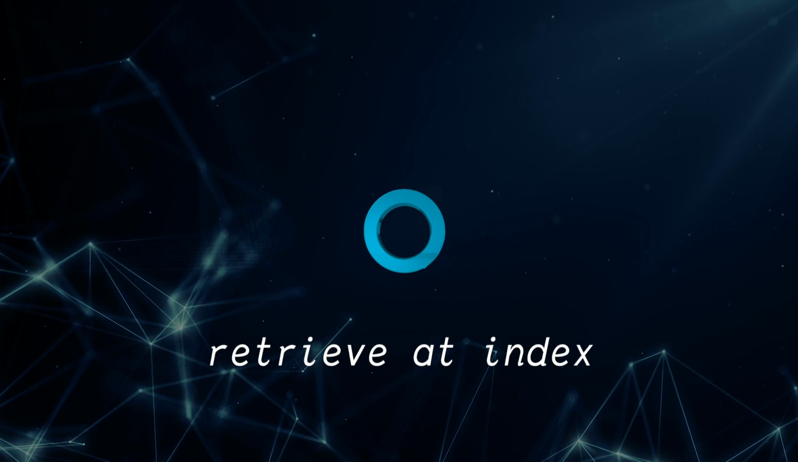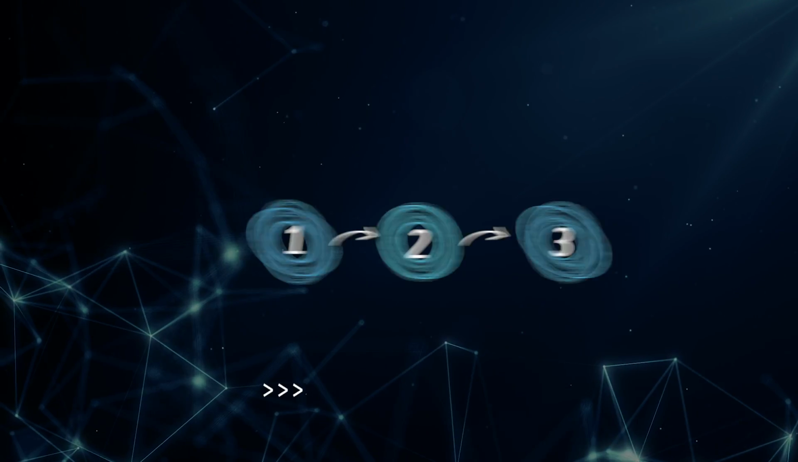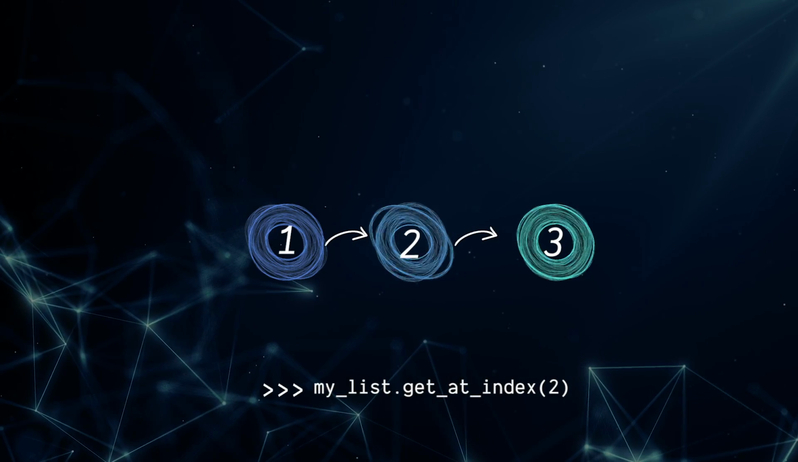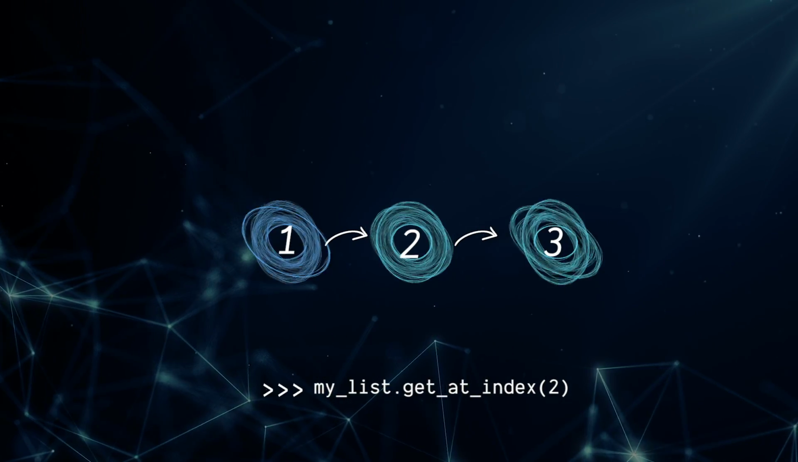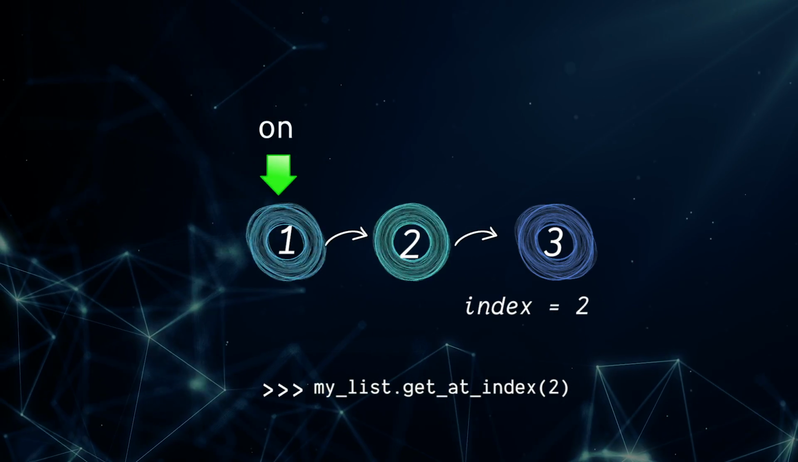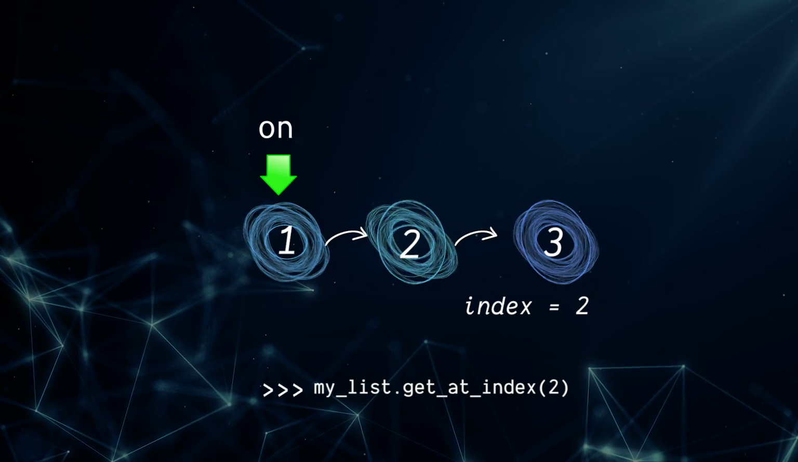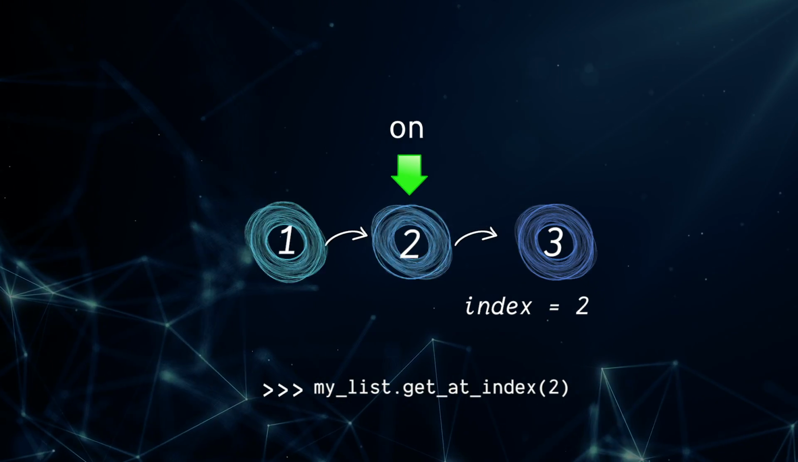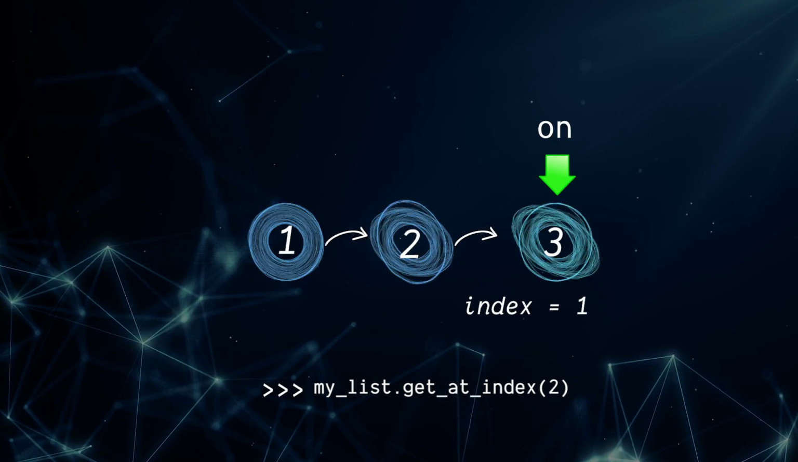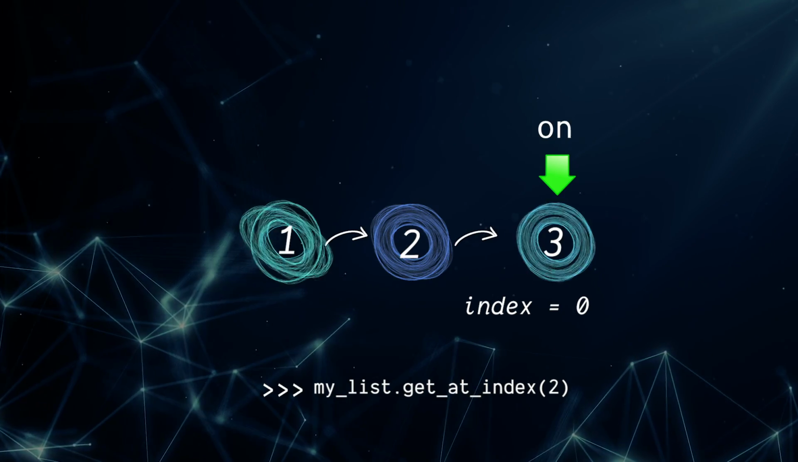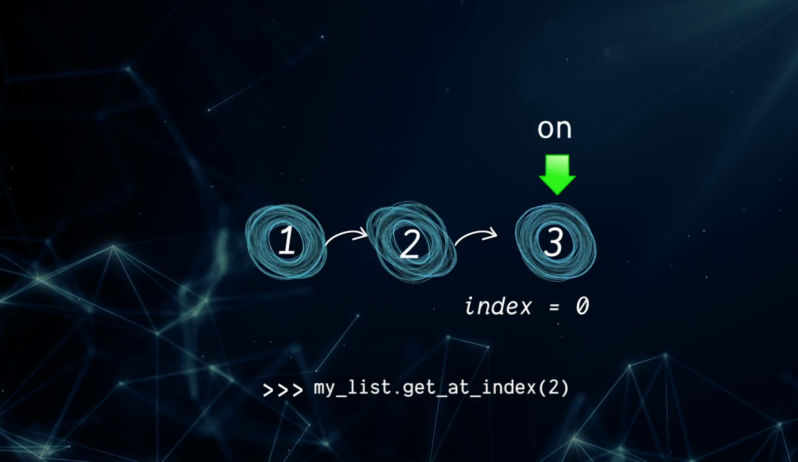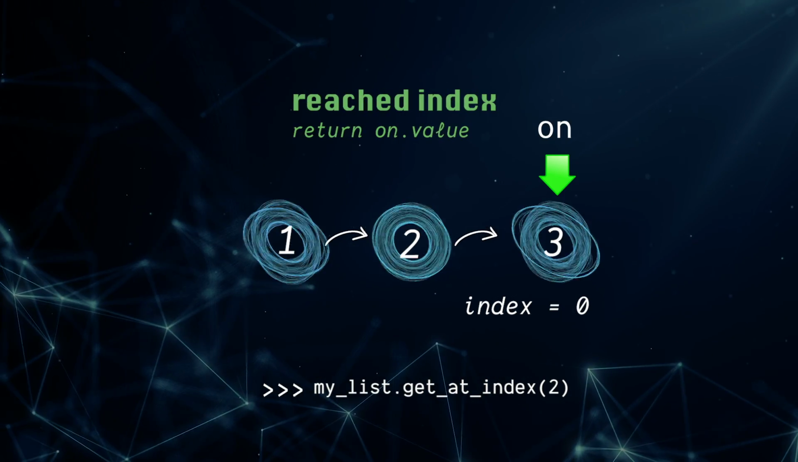Moving on, let's retrieve a value using an index. We'll start with a pre-built list. Unlike an array, we can't use direct indexing to retrieve a node. By using the same onPointer method again, and decrementing our index every time we advance, we can count down until finding the node we want. Once that happens, we just return the value of that node.